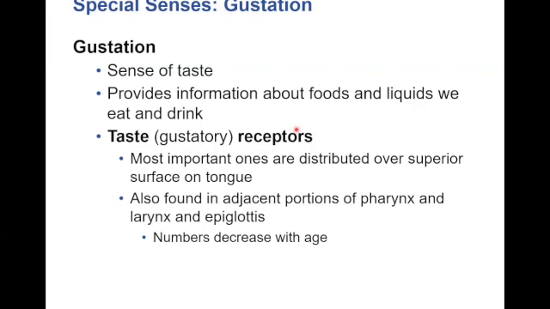All right, so gustation is going to be the special sense of taste. So this is going to provide us with important information about the foods and the liquids that we ingest. Gustation is largely going to be a function of the receptors that are located on the tongue. Okay, so when we're talking about the receptors in gustation, we're talking about the receptors on the tongue.